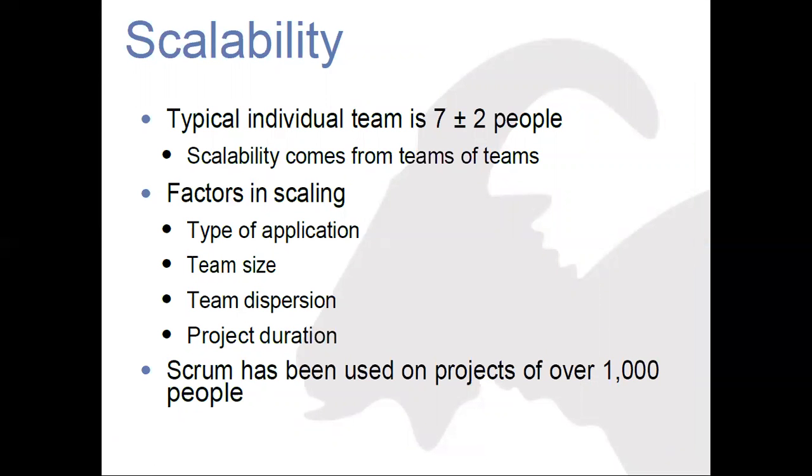And this is another thing, scalability. What is scalability? It means we can scale Scrum for a larger number of people. Typically individual teams are 7 plus or minus 2 people. Scalability comes from teams of teams. Factors in scaling are the type of application we are building, the team size, team dispersion, and project duration. Scrum has been used on projects with over 1,000 people.